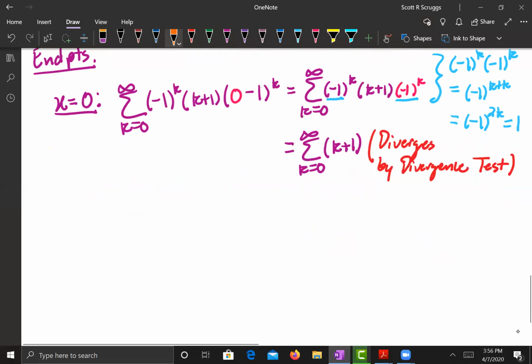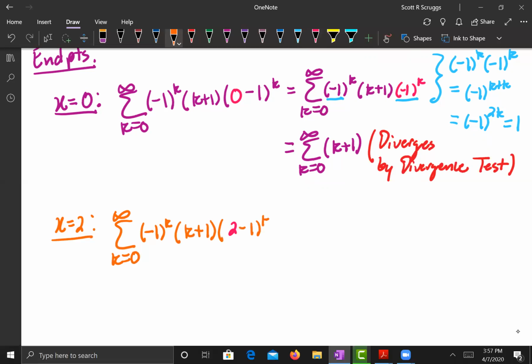Now let's check and see if I can or cannot include 2 in my interval. So now I'm going to plug in 2 in my series wherever I see the x, so 2 minus 1 to the kth power. 2 minus 1 equals 1. 1 raised by any power just gives me 1.